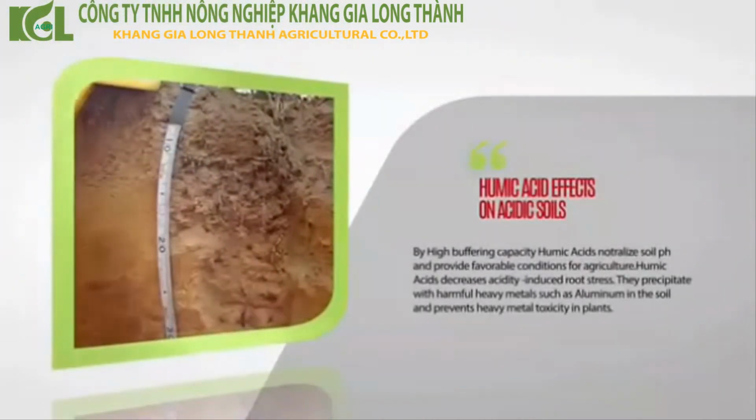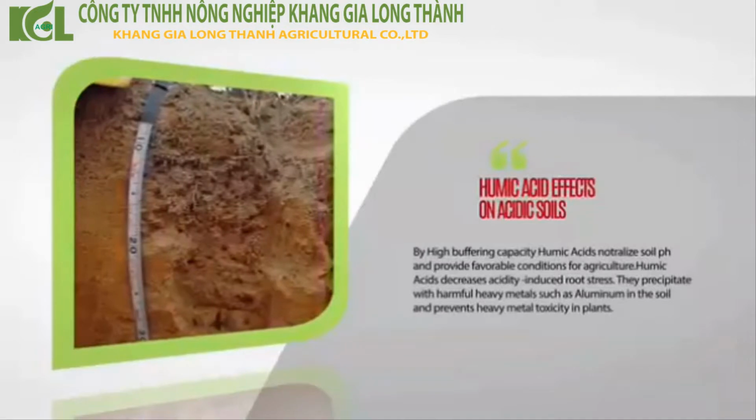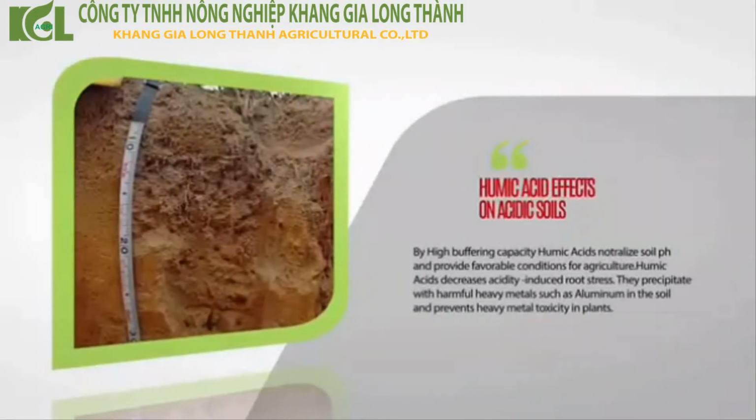Humic acid effects on acidic soils. By high buffering capacity, humic acids neutralize soil pH and provide favorable conditions for agriculture. Humic acid decreases acidity-induced root stress. They precipitate with harmful heavy metals such as aluminium in the soil and prevent heavy metal toxicity in plants.